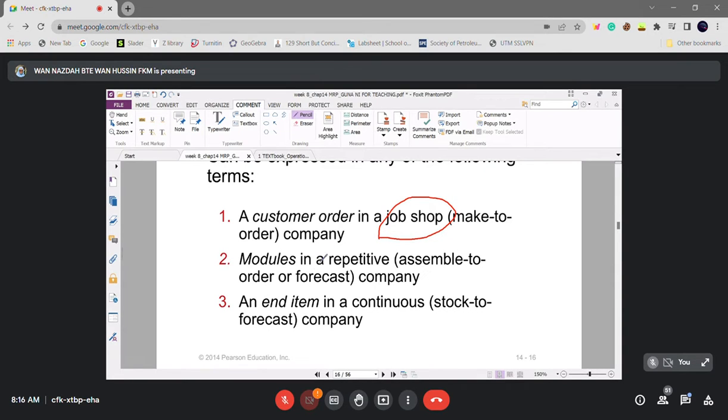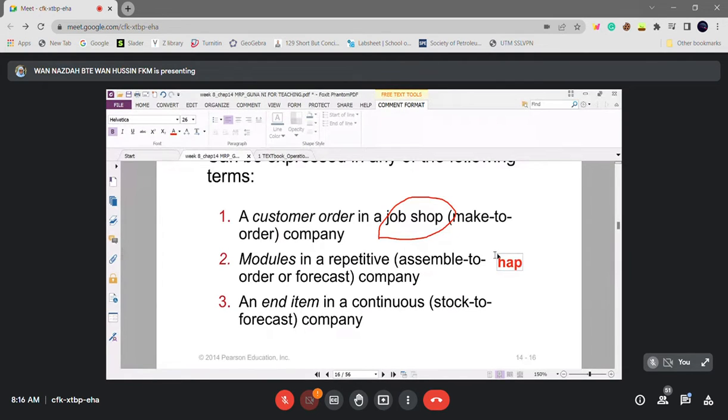And say for example, your company is doing assemble to order. If you want to know more about production types, you can refer to chapter 5, where there is a detailed explanation.